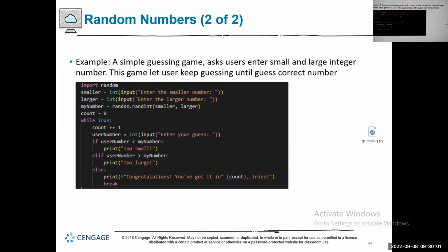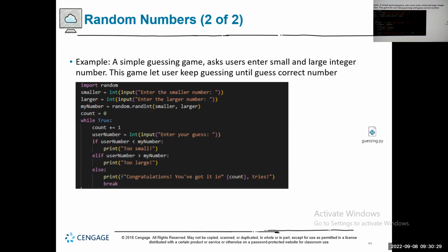So here is the example. It's a very simple program, a simple guessing game that asks the user to enter a small and a large integer number. The game lets the user keep guessing until they guess the number correctly. The first step is to import random because you want to use the randint function. Now you ask the user to enter the small number and enter the large number, and generate the random number.